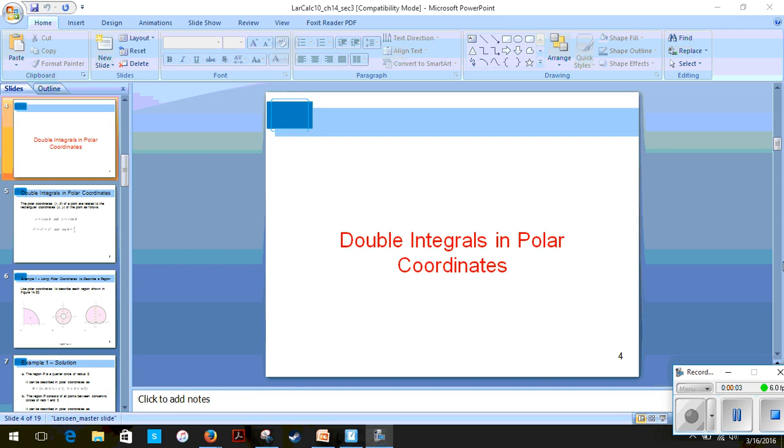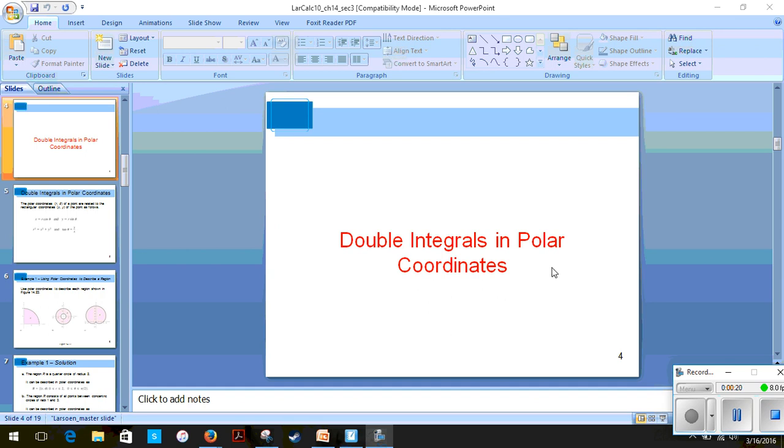So more good news, 14.3 is about double integrals in polar coordinates. Double integrals aren't so bad, and they're even less trouble when you're dealing with them in polar. The PowerPoint, again, is not the best PowerPoint that's out on the market.